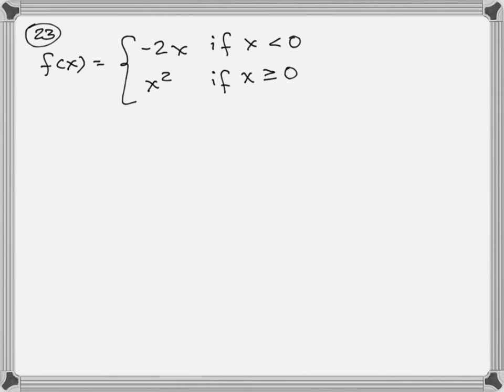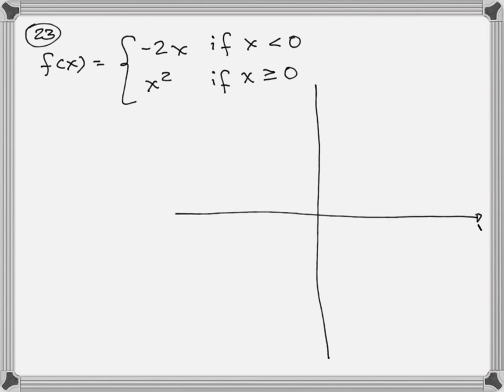We want to graph both functions in one coordinate system, but we can only graph the first one, the negative 2x, when x is less than 0, and we can only graph x squared when x is greater than or equal to 0. So how do I do this? I make two t-tables, one for negative 2x and the other one for x squared.